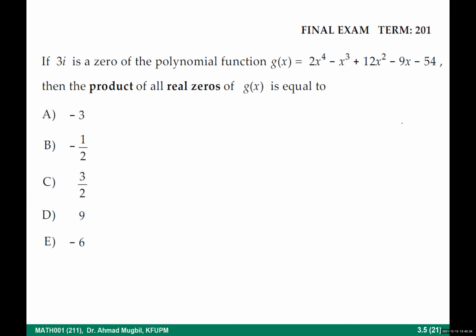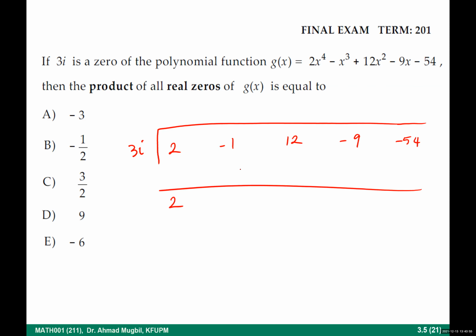So you will apply the synthetic division. You will divide by 3i. You will have 2, -1, 12, -9, -54. Make sure that there is no missing term. If there is a missing term, write 0. Now we will bring 2 down. We will have here what? 6i, -1 plus 6i.